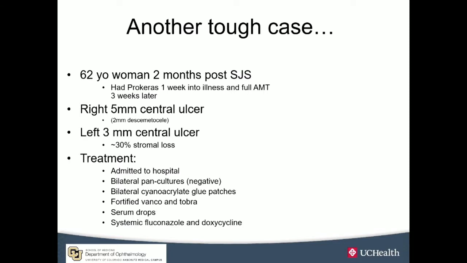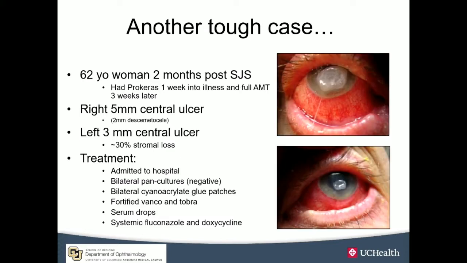She ended up returning to Denver. We admitted her to our hospital. We cultured both eyes, which didn't grow anything. I ended up putting glue patches on both eyes and started her on fortified vancomycin and tobramycin. I also started her on serum drops, and she was on systemic fluconazole and doxycycline because I didn't know what was going on. It looked like sterile melts.